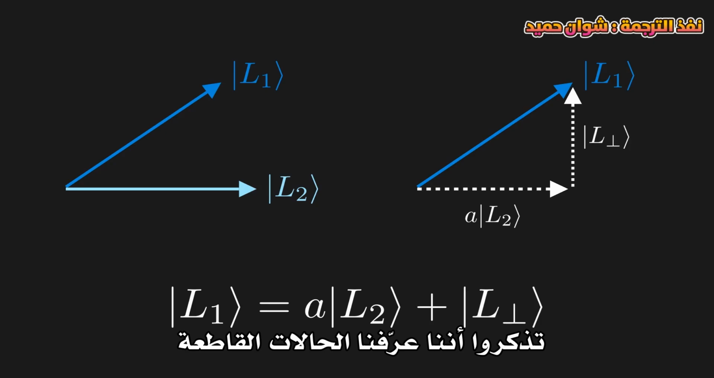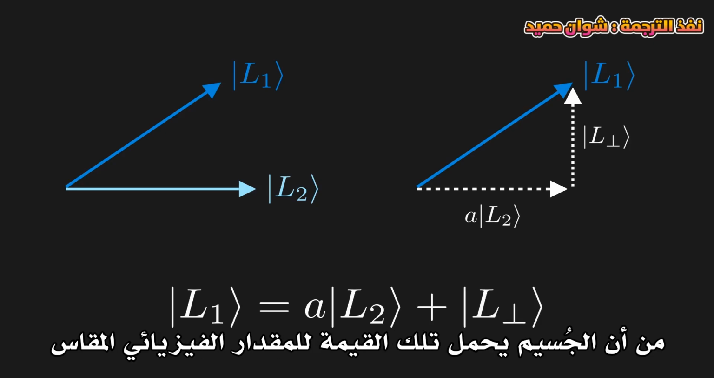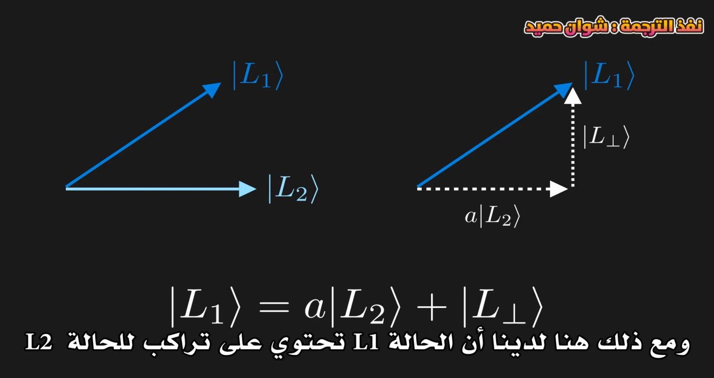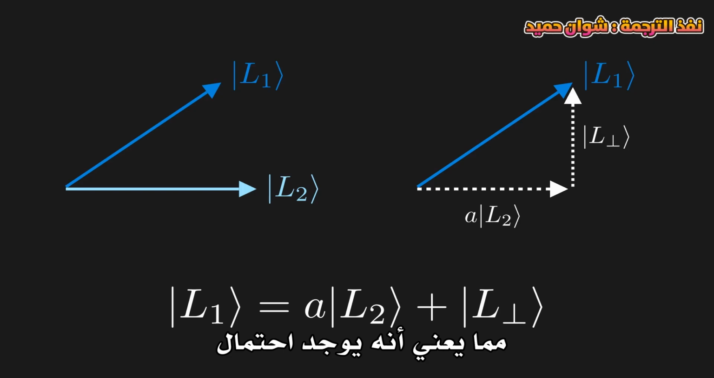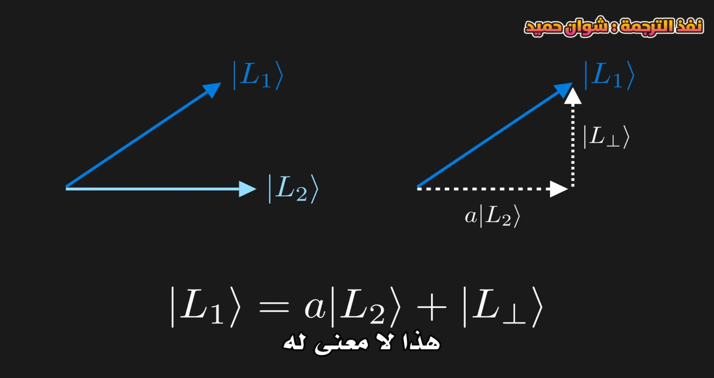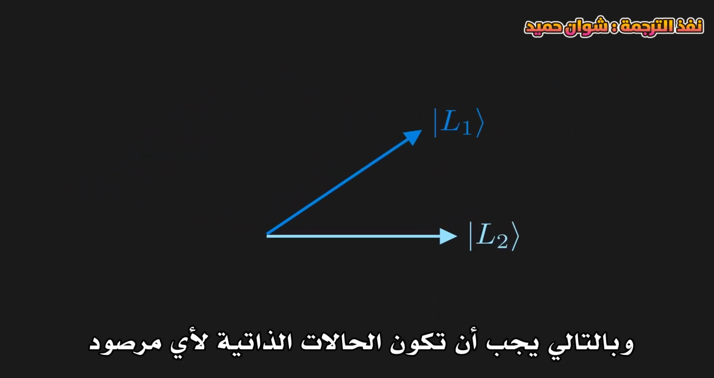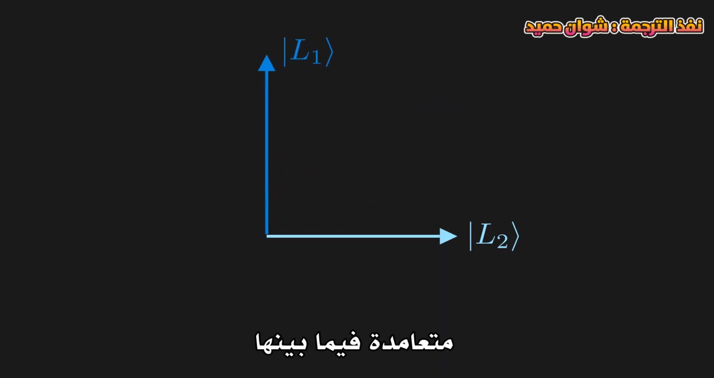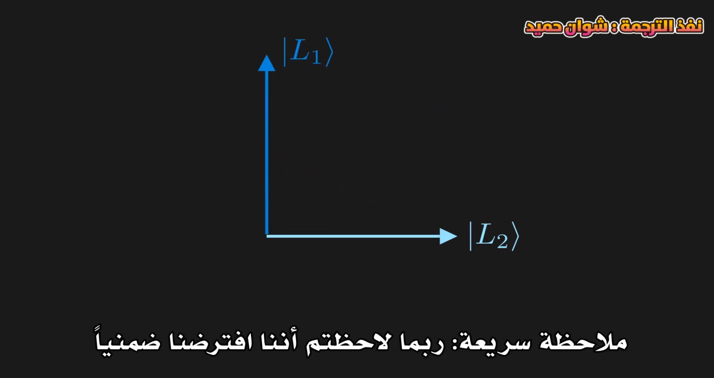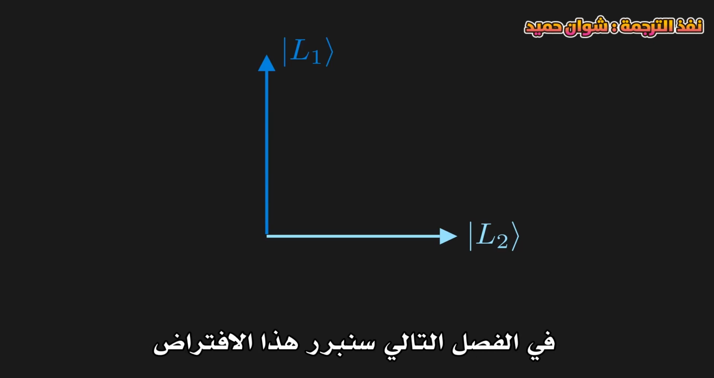Remember that we define the definite states to be states where we are 100% sure the particle has that value for the observable. Yet here we have that the L1 state contains a superposition of the L2 state, meaning there's a chance we could get L2 if we took a measurement. This doesn't make any sense and goes against how we defined these definite states. Therefore, the eigenstates from an observable must be mutually orthogonal. A quick note, you may have noticed that we implicitly assumed that components should be decided using orthogonal projections. In the next chapter, we'll justify this claim.